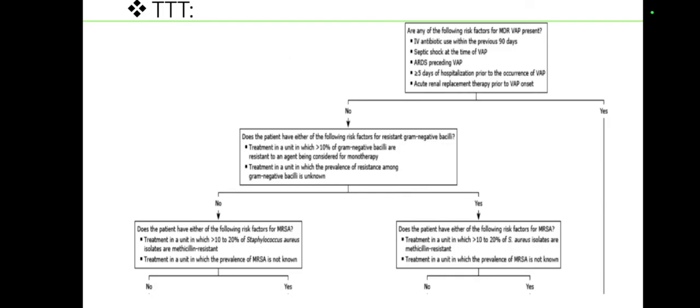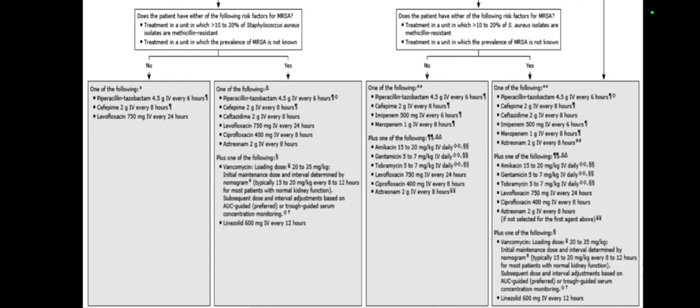If the patient has gram-negative bacilli plus MRSA, or multidrug resistance, or already has the previous list of risk factors, we will treat him as follows. We will add piperacillin-tazobactam or cefepime or ceftazidime or imipenem or meropenem to the second list: amikacin, gentamicin, tobramycin, levofloxacin, ciprofloxacin, or azithromycin. Then we will add the third list for MRSA: vancomycin or linezolid.